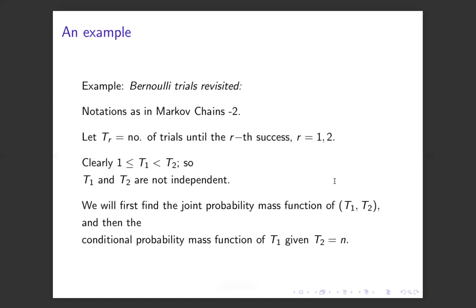Consequently, T1 and T2 are not independent. So we will first find the joint probability mass function of T1 and T2, and then the conditional probability mass function of T1 given T2 equal to n. Please note it down if you want.